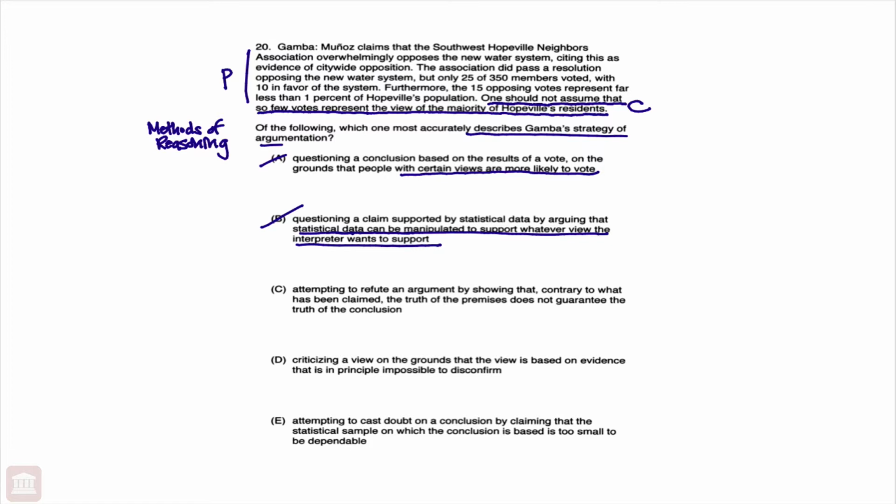C, attempting to refute an argument by showing that contrary to what has been claimed, the truth of the premises does not guarantee the truth of the conclusion. And again, you notice, contrary to what has been claimed, Munoz didn't claim that if it is in fact the case that the association overwhelmingly opposes the new water system, that guarantees that the city opposes it. So C again does not apply to what we saw in our passage, so C is eliminated.